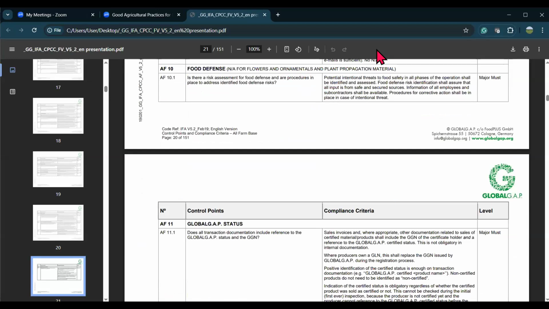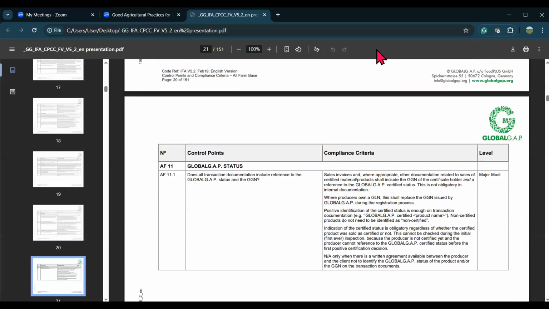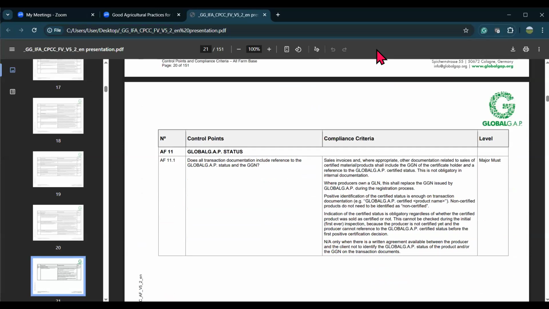So the status of GLOBALG.A.P., this is kind of internal. This really doesn't affect us as it is, except if we are actually a producer.